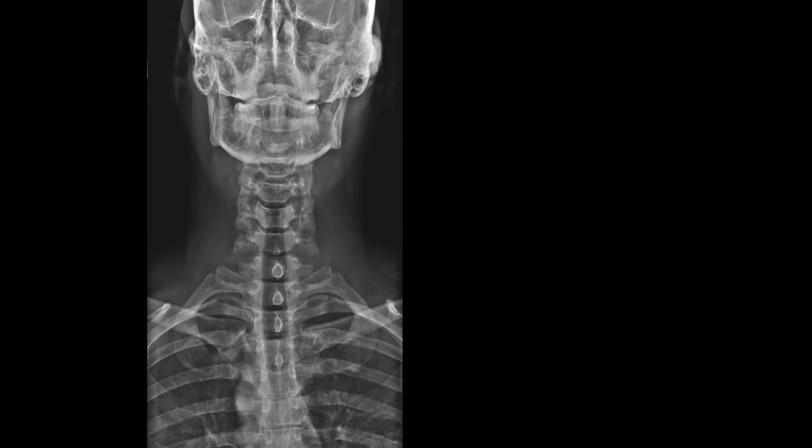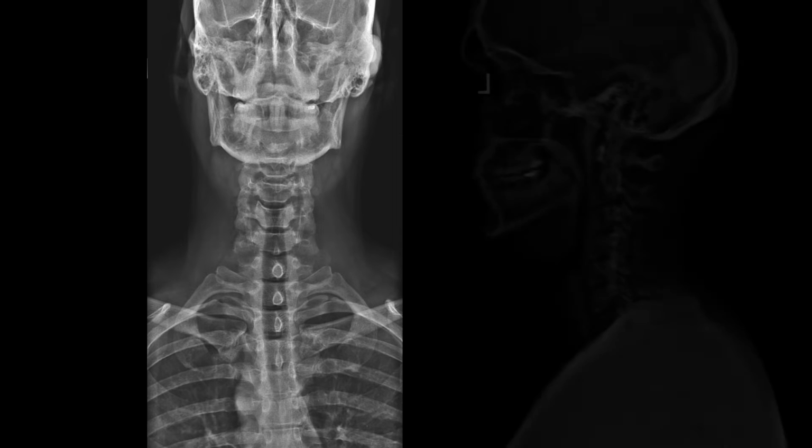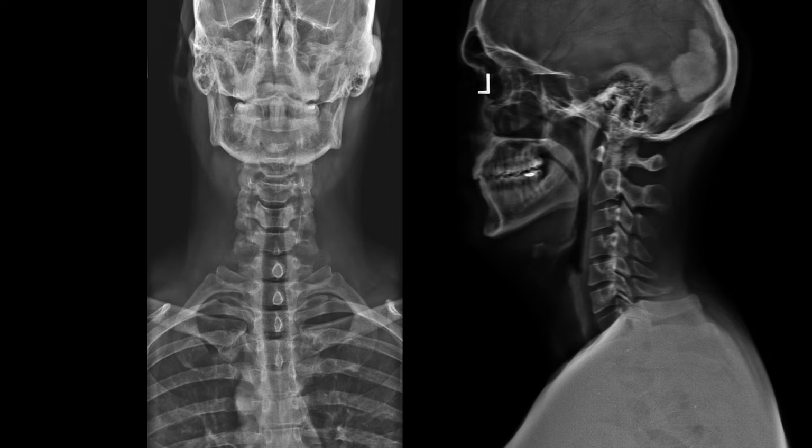Alright, and let's start with a frontal view of the cervical spine. Now I'll give you a little time to go through your search pattern and look for any significant abnormalities, and then I'll provide you with a lateral view, which is much more revealing. And now with the addition of the lateral view, it's pretty clear that there is a large, well-defined geographic lesion overlying the occiput. And now, going back to look at the frontal view, we can see a large expansile density right around the patient's right ear.